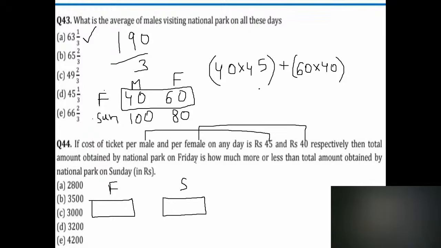Okay, on Friday, the total cost is 4,200. Option E. Okay, let us check. On Friday, the cost is 4,200. That is for Friday. Next, we should calculate for Sunday also in the same way.